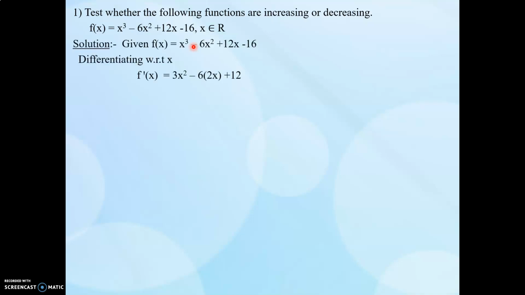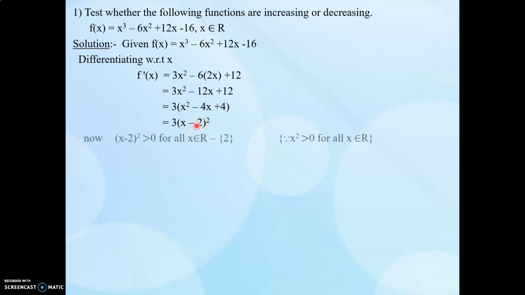Now we will start with the question: test whether the following functions are increasing or decreasing. The question is f of x is equal to x cube minus 6x square plus 12x minus 16, x belongs to R. So for increasing or decreasing function, we have to find the first derivative first. So differentiating with respect to x, f dash x is equal to 3x square minus 12x plus 12. You can take this 3 outside. So 3 into x square minus 4x plus 4. Again factorizing, 3 into x minus 2 whole square.